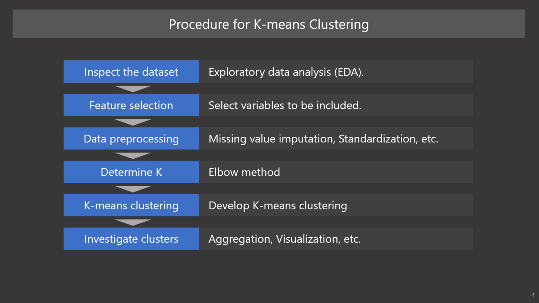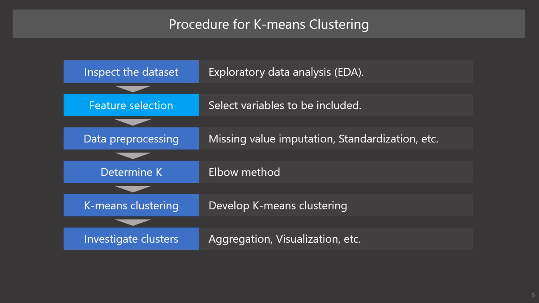Here are the basic steps to implement cluster analysis using k-means. First, inspect the dataset. In this phase, check the metadata, that is, data information that includes how the data was collected, what kind of variables and information are included in the dataset. Then, we implement exploratory data analysis.